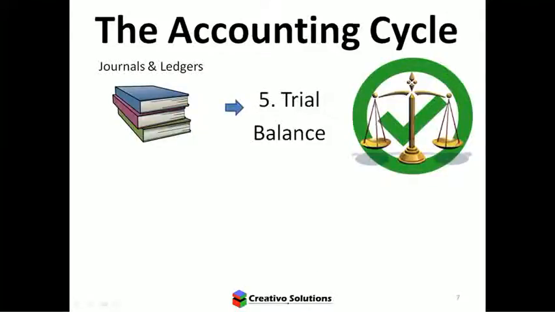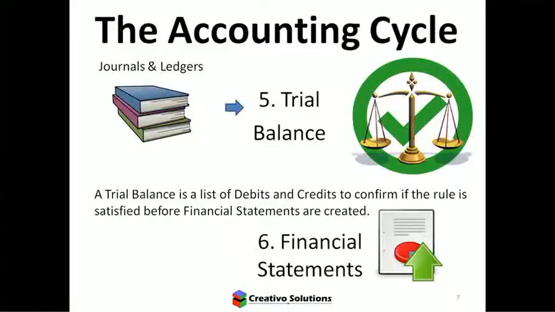And now we've got the last two steps, being the trial balance, which is step number 5. What happens with those journals and ledgers? Well, remember, that would be part of the bookkeeping process. So we're capturing the information. Once we've captured the information, there needs to be some sort of check or confirmation. So the trial balance is going to allow us to create a list of debits and credits. If we have a list of debits and credits, we can confirm if the rule has been followed correctly before generating a set of financial statements.